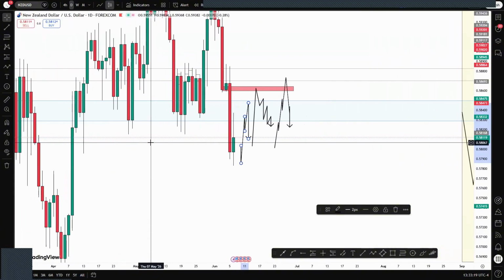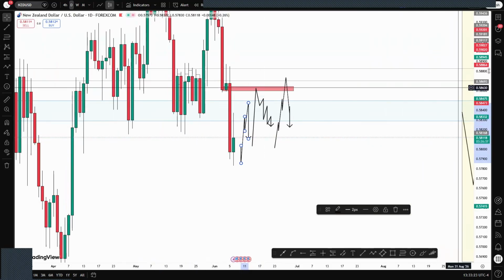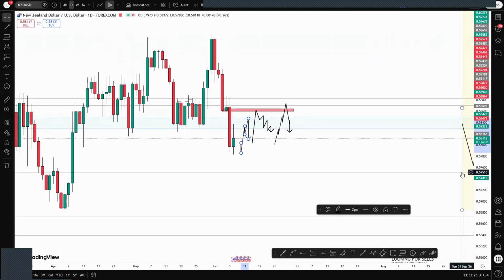Because the daily right now, you can see it hasn't even yet closed fully at our OG level. This indicates that price still has a long way to go in these sales. And we'll just be patient with it as well.